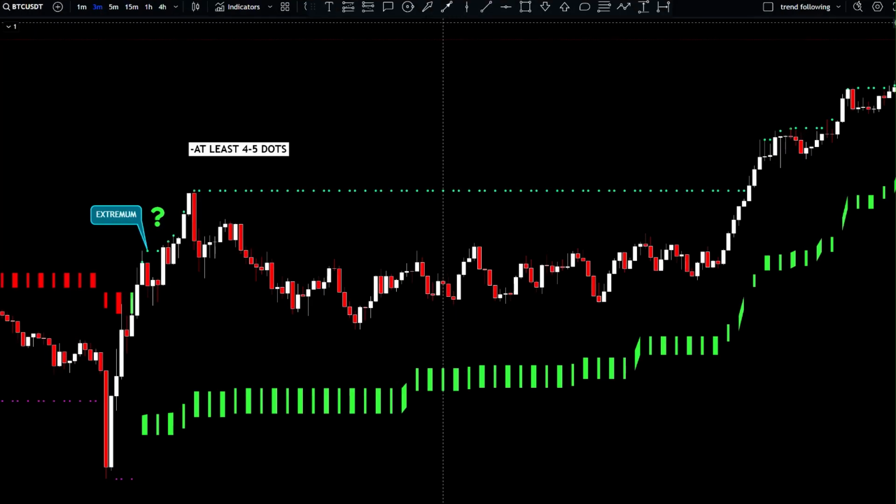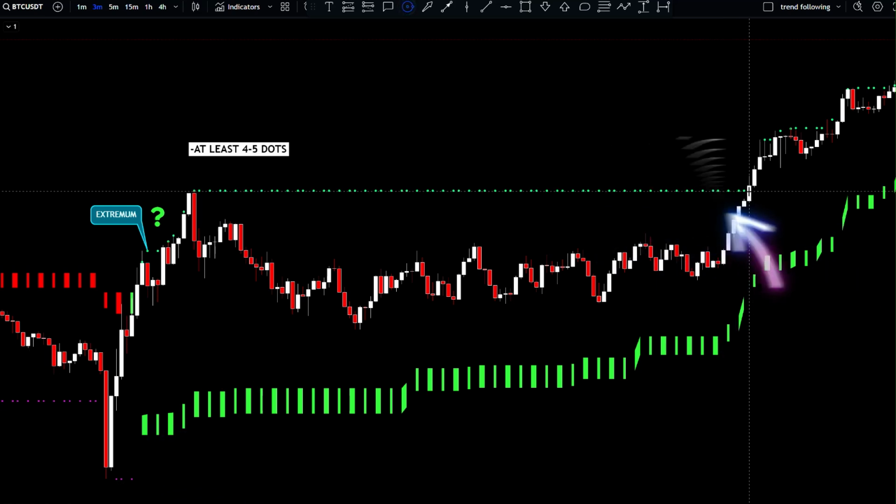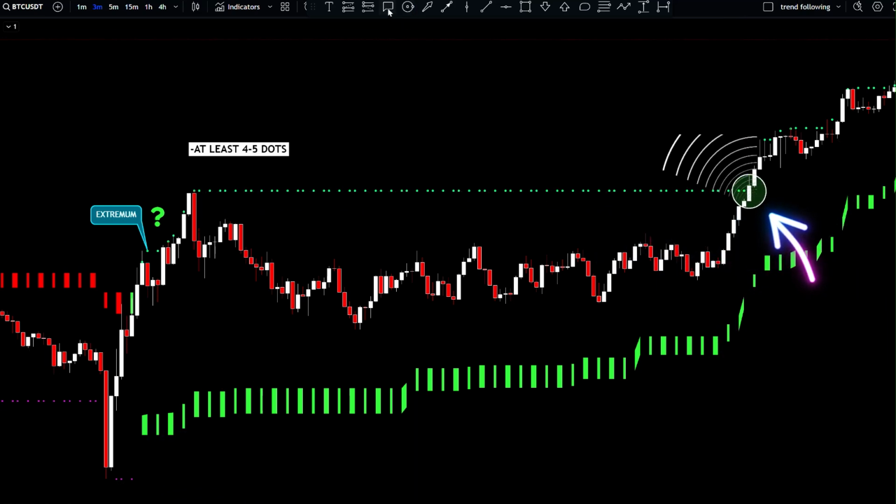So here's how we use it for entries. When the swing arm line, remember that line we talked about, changes to green, that's our cue to start looking for a buy opportunity. But we don't jump in right away. We wait for the price candles to actually break above the first valid extremum level, that line of dots we just talked about. And that's our trigger to buy.